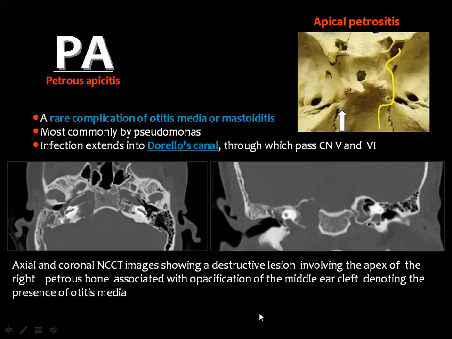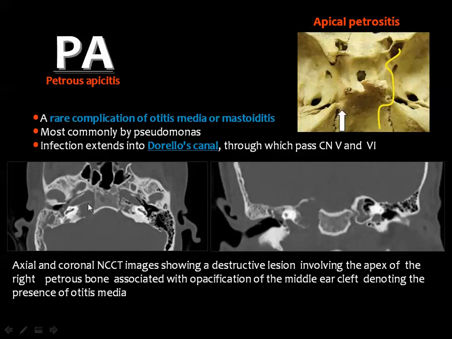Then we came to an important lesion, which is usually mistaken for tumors. And I have seen recently a case like this. This lesion is known as apical petrositis or petrous apicitis. This is a rare complication of otitis media. The patient will have otitis media and mastoiditis, then the infection will extend through the Dorello canal, and this is the course of the canal itself. Then it will affect the apex of the petrous bone.